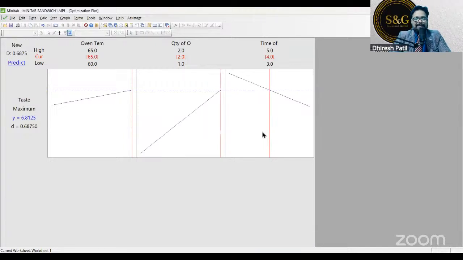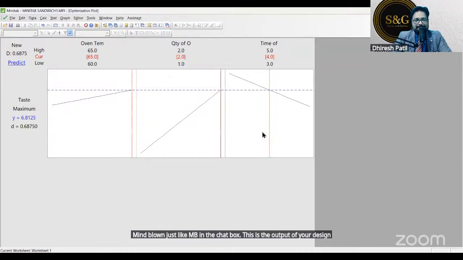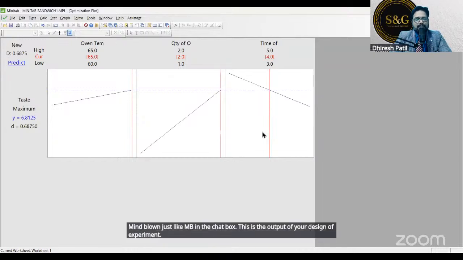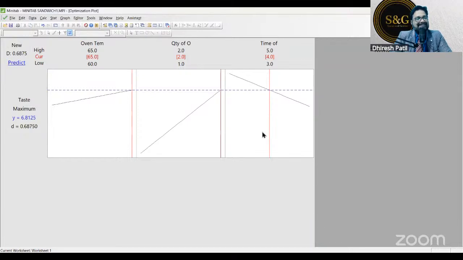Mind blown? Just type MB in the chat box. This is the output of your design of experiment. Super clear? Amazing, amazing.